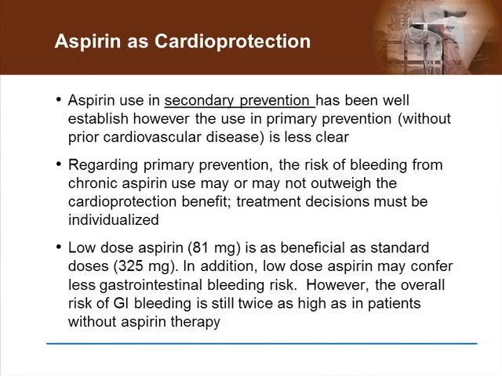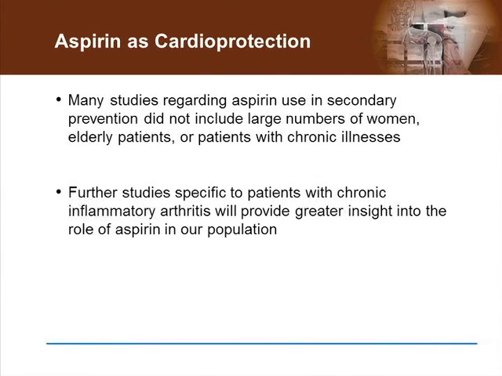Regarding primary prevention, the risk of bleeding from chronic aspirin use, along with the other medications that we sometimes use in RA patients, such as NSAIDs and steroids, may or may not outweigh the cardioprotective benefit, and treatment decisions must be individualized in these cases. Low-dose aspirin at 81 milligrams is seen as beneficial as the standard 325 milligrams. Thus, low-dose aspirin may confer less gastrointestinal bleeding risk.